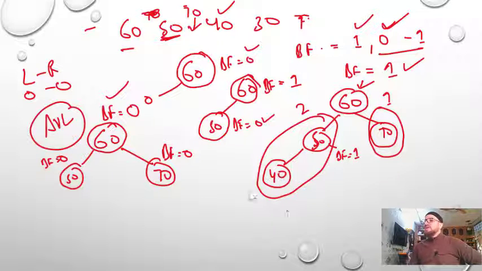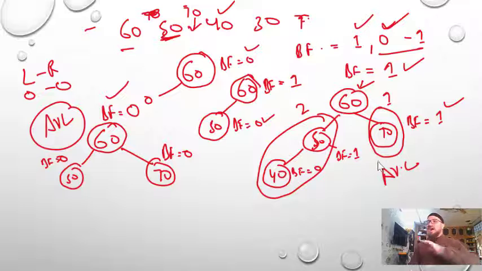What is the balance factor of 40? 0 minus 0. So balance factor is 0. No problem, because 0, 1 and negative 1 is allowed. What about 70? 70, left is 0, right is 0. So balance factor is going to be 0. So no issue right now. So until then, this is the AVL tree, a height balanced AVL tree. It is a binary search tree. It is a binary tree.